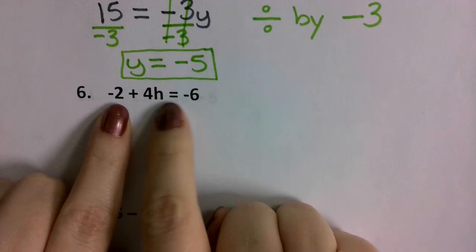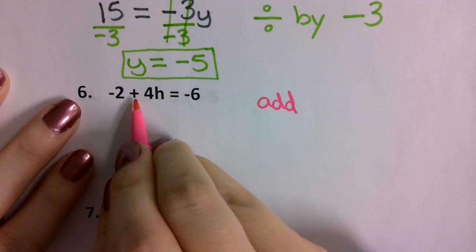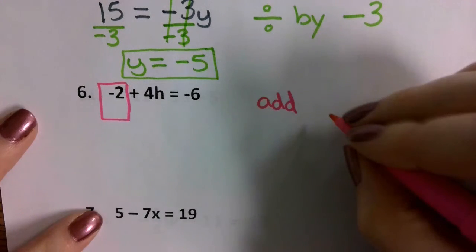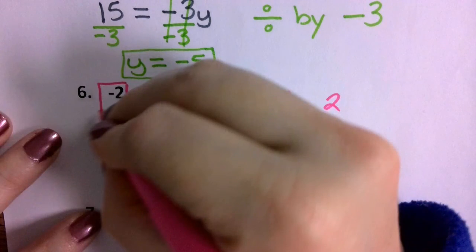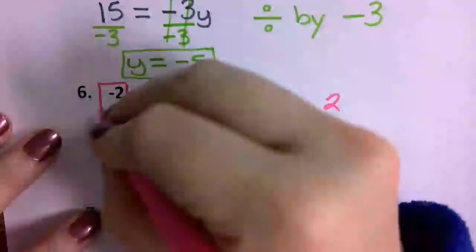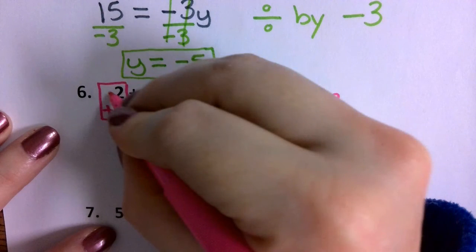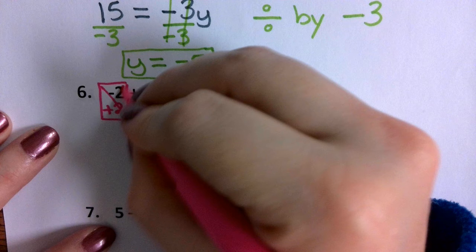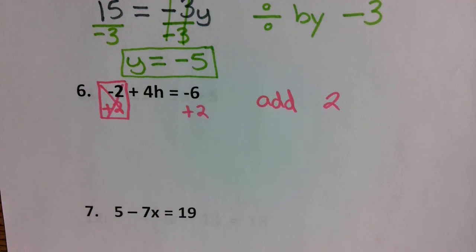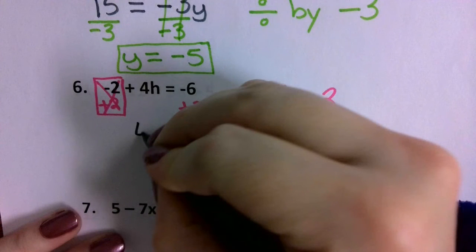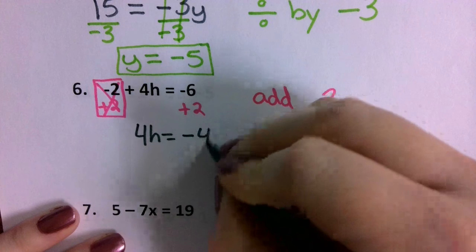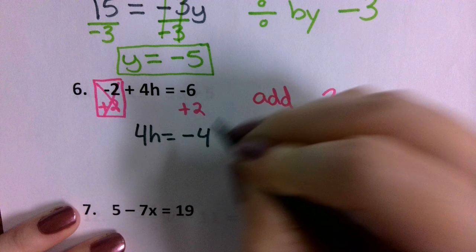Constant. And a constant right now has a negative sign in front of it or a minus sign in front of it. So we're actually going to add 2 to both sides in order to get rid of that constant. What we're going to bring down in the problem is a positive 4h. So 4h is now going to be equal to negative 4 because negative 6 plus 2 is equal to negative 4.